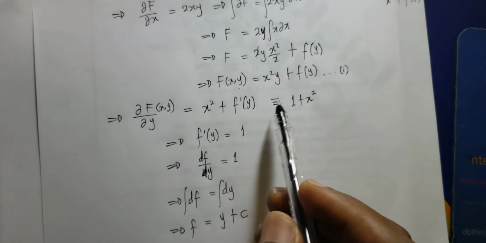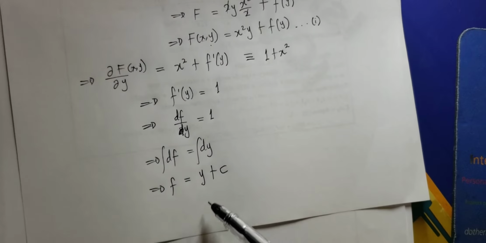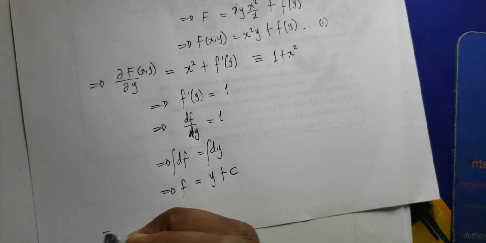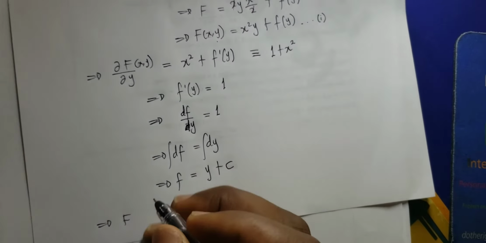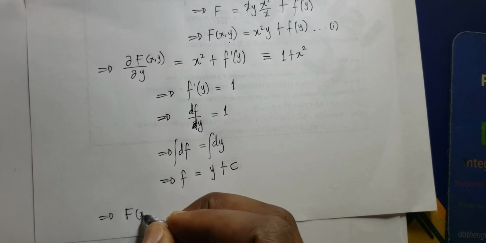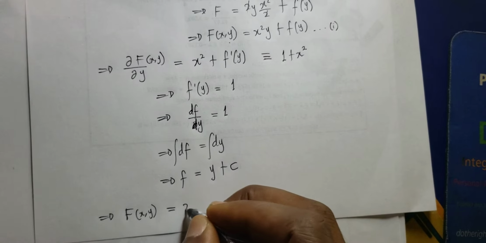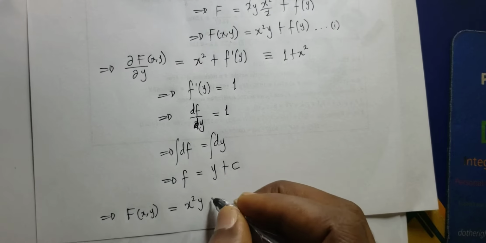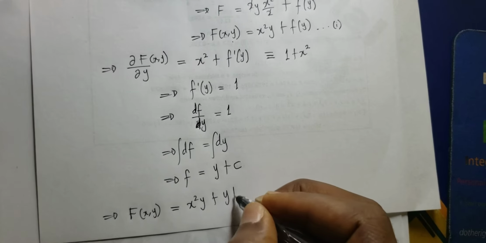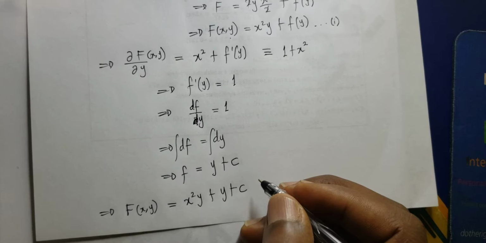That means that the f of y that we assumed here, we now know it to be y plus c. So we're going to put that here to get our final expression. That means that the original function from which this exact differential equation was derived would be given by x squared y plus our f of y. F of y is now y plus c. So that is that about that.